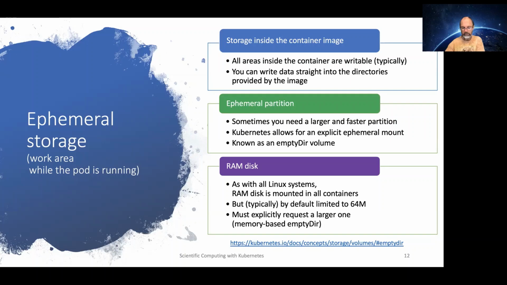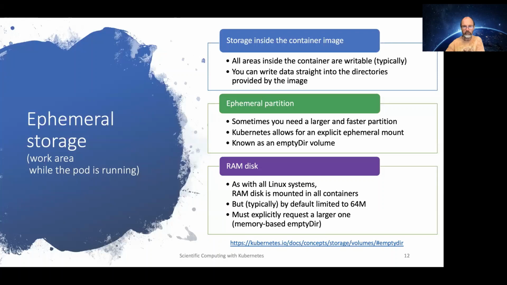However, sometimes that's either too small or too slow. So Kubernetes has the option to mount additional temporary work areas or ephemeral storage inside the container. It can be at any mount point you want. And that's typically way faster and can be bigger. It's known as an empty dir in Kubernetes speak. I have a link down there, there are the slides, you can look at it. But else it looks and feels like any other directory.